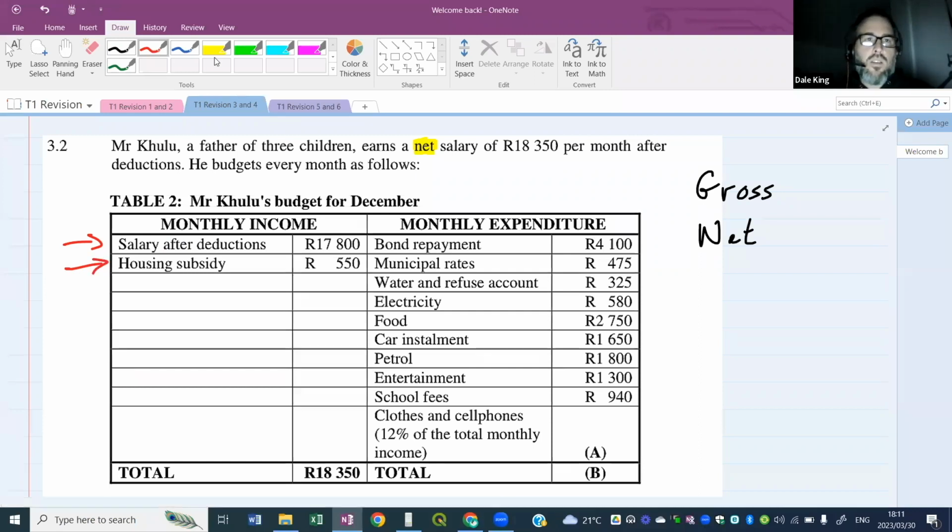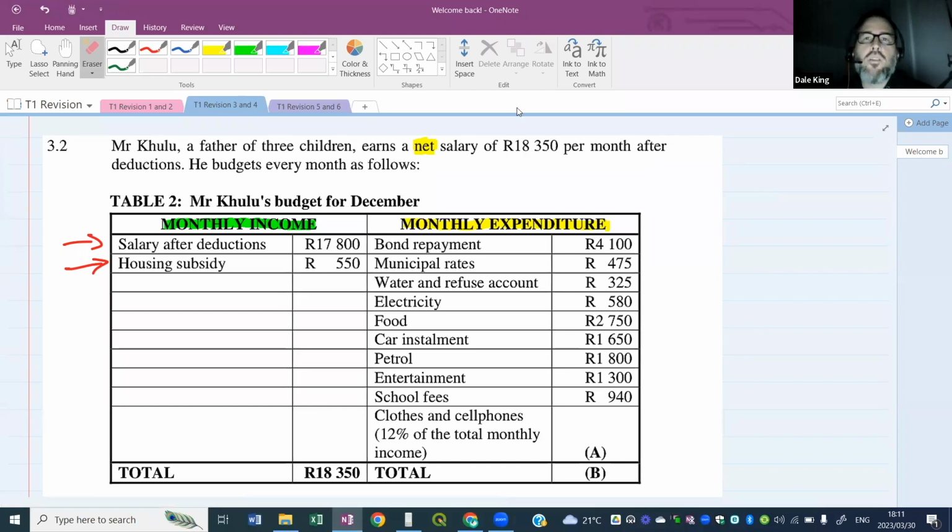All right. Now, you can see here in this budget, there's a heading saying monthly income. Then on the right-hand side, we've got monthly expenditure. All right. So he's budgeting what's coming in, the income, and what's going out, the expenditure. Okay. And on the income side, we've got his salary that's coming in, his net salary. And they're also giving him a housing subsidy as well. So it's not just a salary, but there's also other money coming in, a housing subsidy amount. All right. So that's all the money coming in. And on the right-hand side, we see all the expenditure, all the expenses, the money that's going out. Okay. We've got a bond repayment.